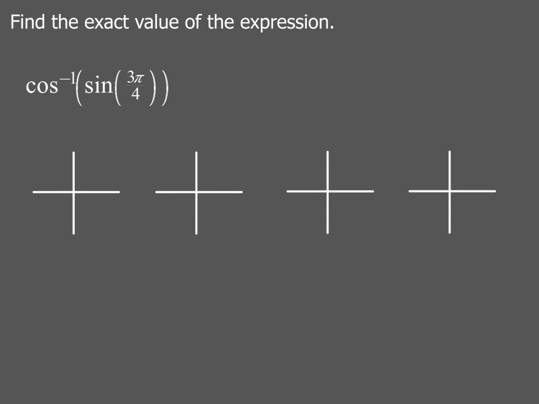Now what I want you to do first is go ahead and draw 4 coordinate planes, kind of like I have right there, to get us started with this first problem. So we're going to go ahead and find the exact value of cosine of arcsine of 3 pi over 4. What I want you to do first is write down this piece, ASTC.